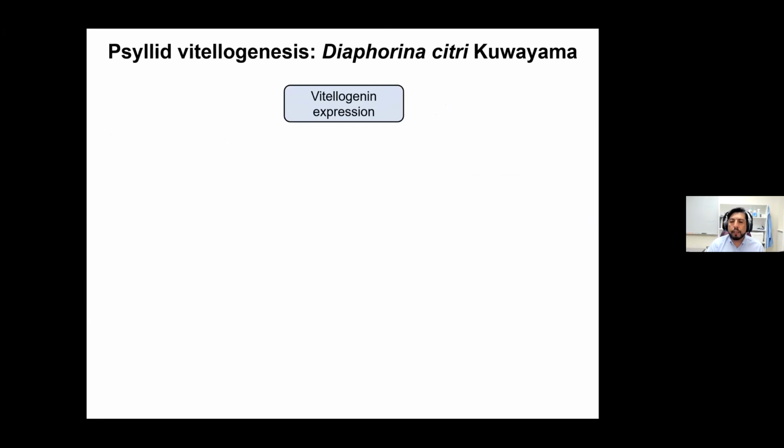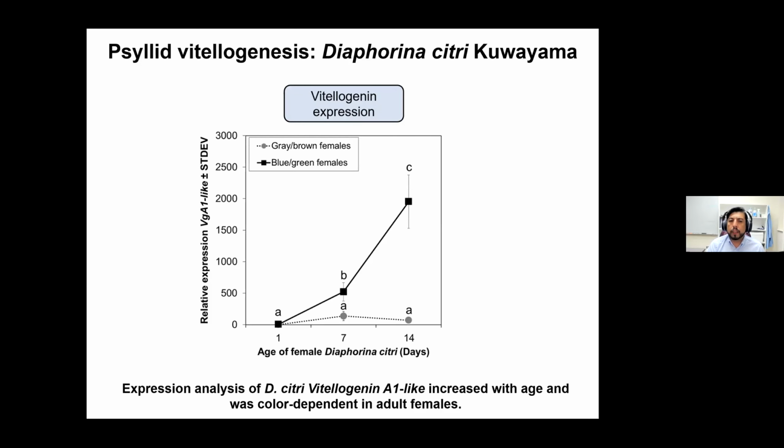Diaphorina citri has a transcriptome, and it has at least 2 or 3 different vitellogenins. We used vitellogenin A1, which was the most similar to our vitellogenin from Bactericera cockerelli. I did a phylogenetic tree, but I don't need to show you. They clade together, as you can see in my manuscript. We analyzed the expression of vitellogenin at different ages, when the females were 1, 7, and 14 days old, and we found that the expression of vitellogenin was upregulated in green females compared with the grays.